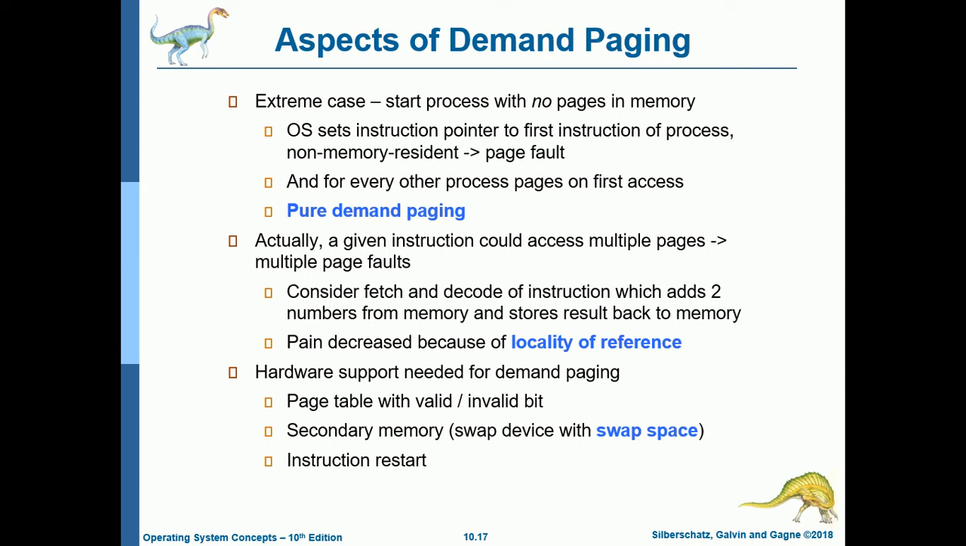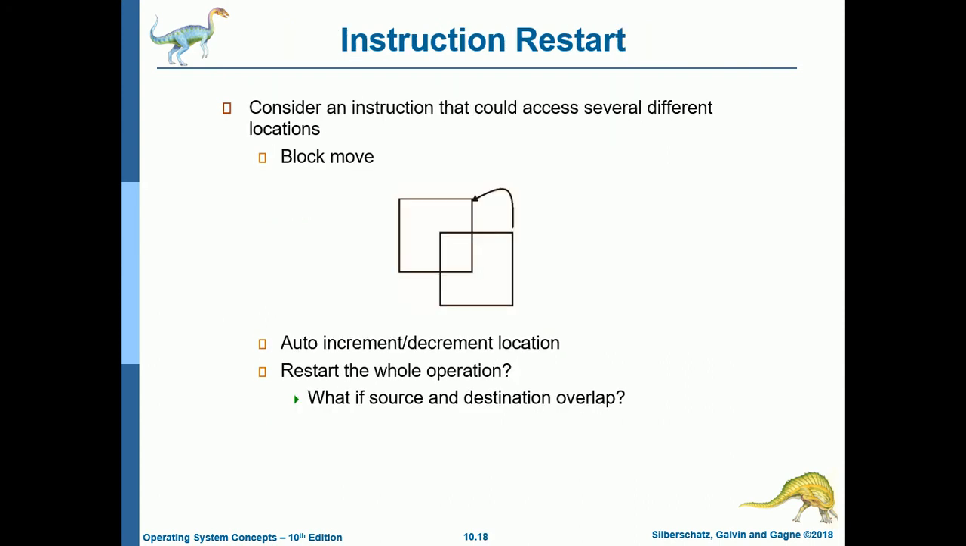Then we have the hardware support needed for demand paging: a page table with a valid-invalid bit, secondary memory, a swap device with swap space, and instruction restart. For the instruction restart, consider an instruction that could access several locations. For example, a block move, which can auto increment or decrement a location. What if the source and destination overlap?